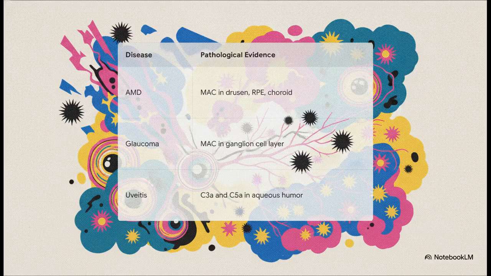And the consequences of these complementopathies are frankly devastating. Just look at the pathological evidence tying impaired complement regulation directly to major blinding diseases. In age-related macular degeneration, we find accumulations of that MAC complex C5b-9 literally destroying the drusen, retinal pigment epithelium, and choroid. In glaucoma, that exact same MAC is found attacking the delicate ganglion cell layer. In uveitis, those potent complement anaphylatoxins C3a and C5a are found just flooding the aqueous humor. The very system meant to save the eye is actively tearing it apart.